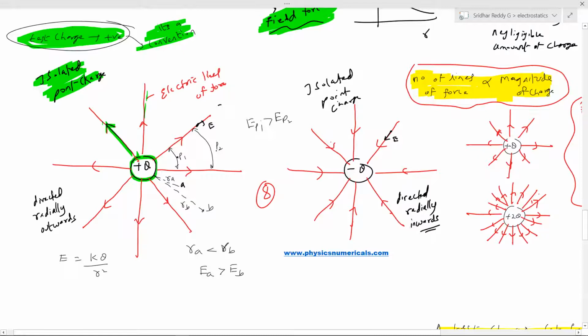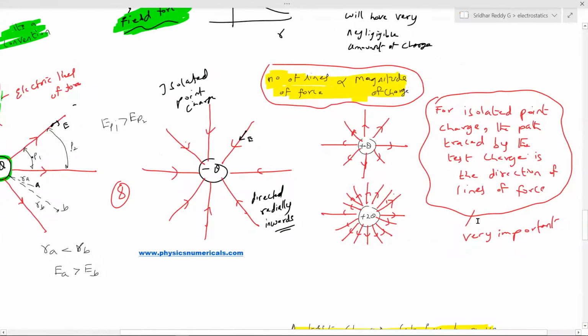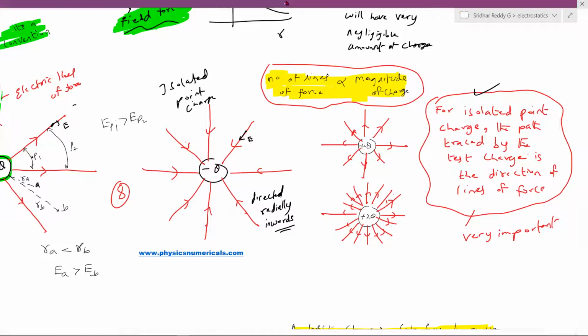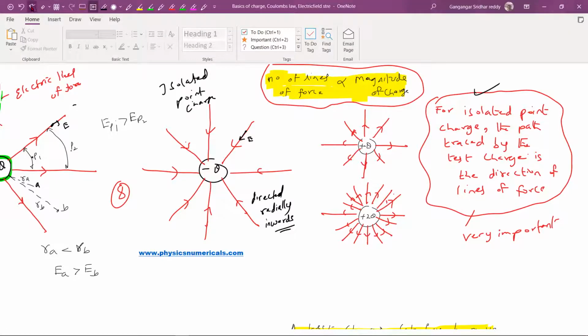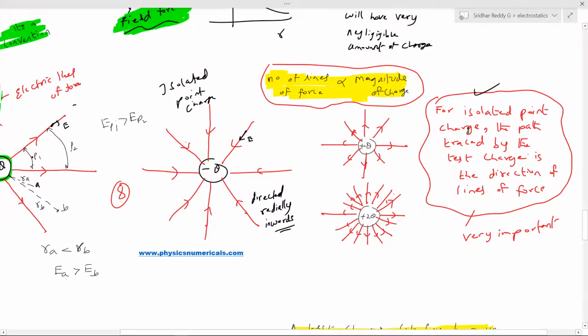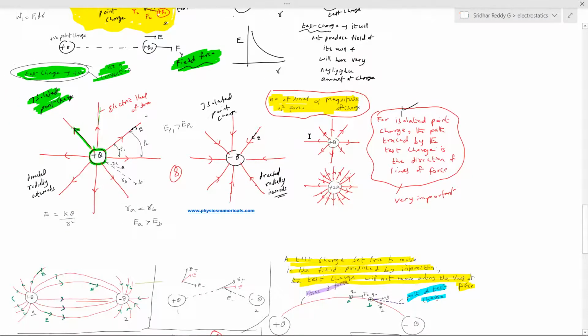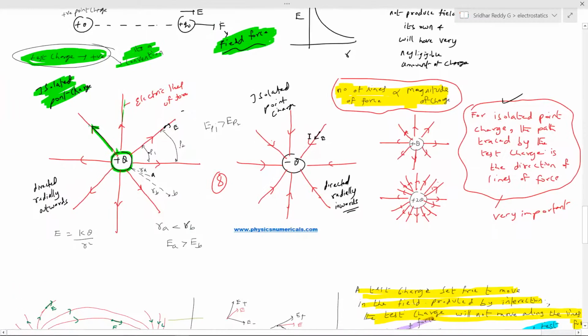Fine. Okay, let's see the next condition. One more point is being stressed for an isolated point charge: the path traced by the test charge is the direction of lines of force. What do you mean by that? I think I'll bring the complete description. I think you are able to see the total.